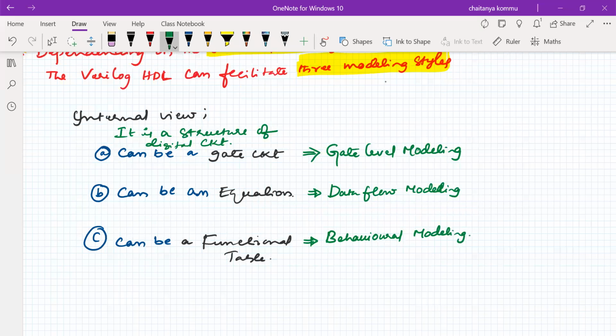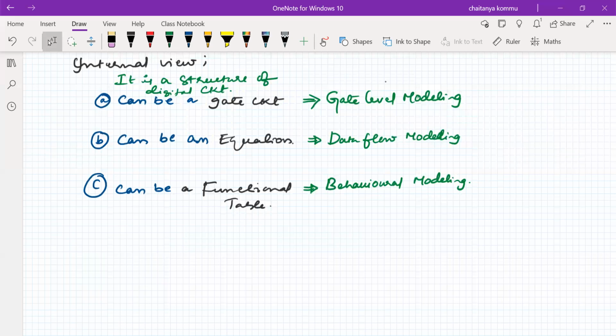Clear? For any circuit, it is possible to describe it in gate level modeling, in data flow modeling, or in behavioral modeling. Whatever circuit you consider, it is possible to write it in any one of the modeling styles. It is not necessary to write in only one modeling style. But we find a difficulty: the effort varies from one modeling style to another when describing the circuit.